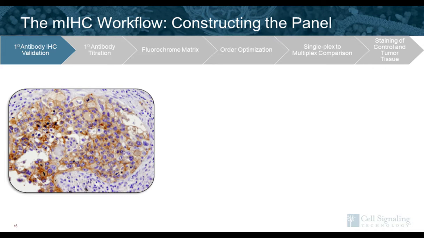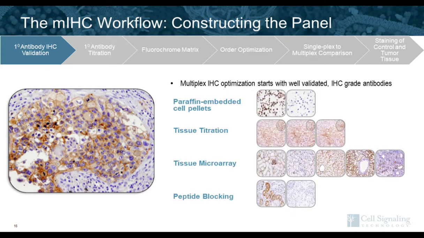So in constructing our multiplex IHC panel, we need to begin with highly validated IHC grade antibodies. And I'll talk a little bit about how we validate these antibodies here at CST in the immunohistochemistry application. So what we do is we generally start with a number of clones against the same target, and we'll test those on paraffin-embedded cell pellets. The most common model we'll use is an endogenous model, so one cell line that endogenously expresses our protein of interest and one that does not.